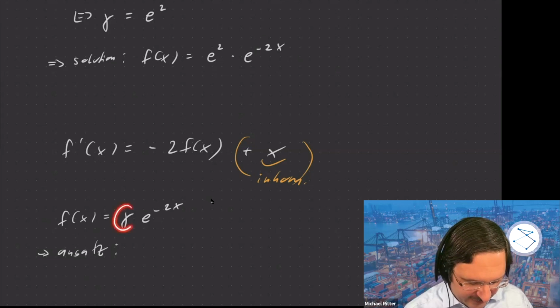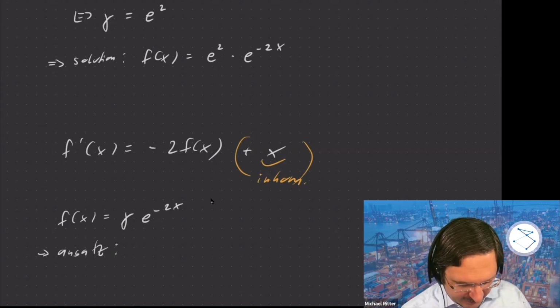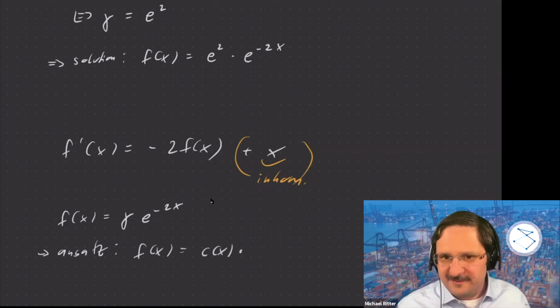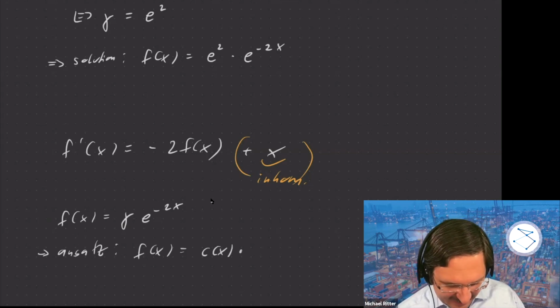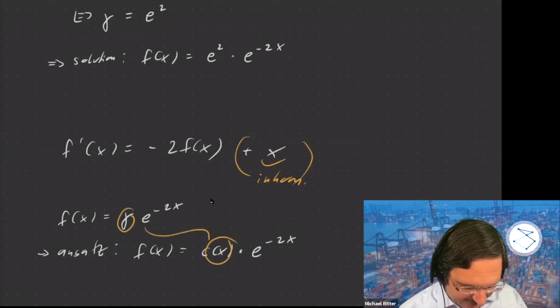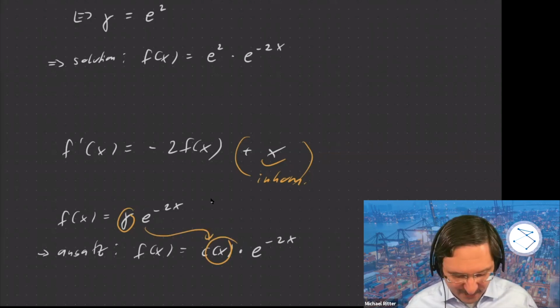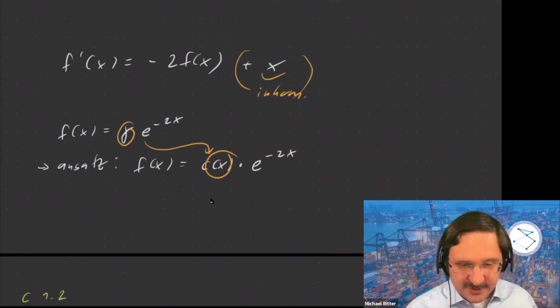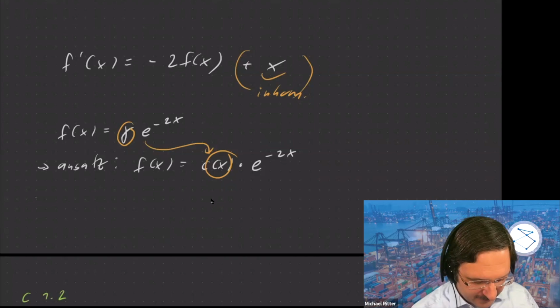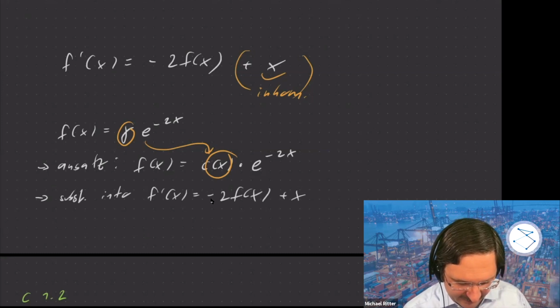And instead of the constant, instead of this gamma here, you just use a function that is yet to be determined. So you make the ansatz f is c of x, any function depending on x, times e to the minus 2x. So you replace this gamma here by c of x, and that's why it's called variation of constant. Instead of the constant, you just use a function, so not a constant anymore. And then just substitute that into the original differential equation. So we substitute that into f prime of x equals minus 2f of x plus x.